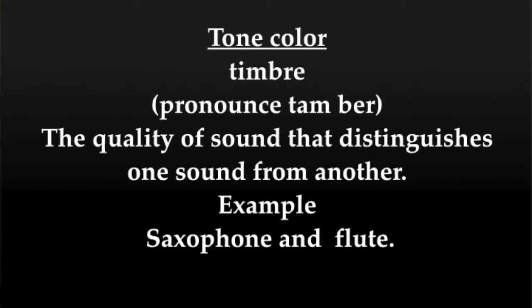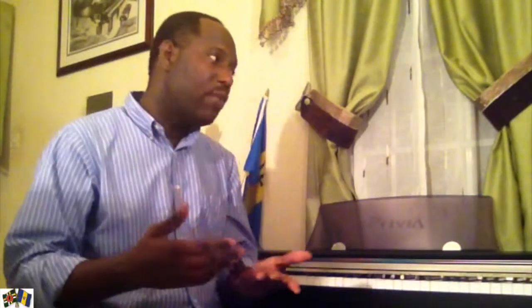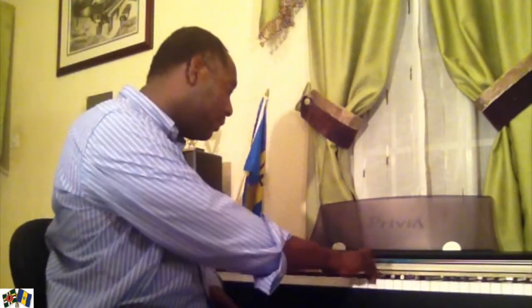The next element is tone color, which is pronounced timbre. Now, the quality of sound that distinguishes one sound from another is called tone color. And that would be from one instrument to the next. We can demonstrate that, because here we have the sound of a piano.